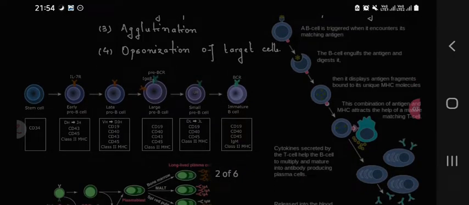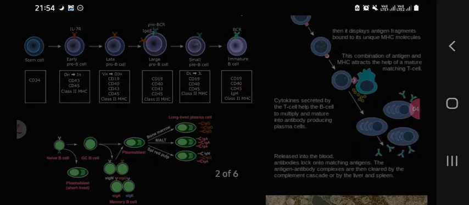A B cell is triggered when it encounters its matching antigen. The B cell engulfs the antigen and digests it. Then it displays the antigen fragments bound to its unique MHC molecules. The combination of antigen and MHC attracts the help of matching T cells. Cytokines secreted by the T cell help the B cell to multiply and mature into antibody producing plasma cells. Released into the blood, antibodies lock onto matching antigens. The antigen antibody complexes are then cleared by the complement cascade or by the liver and spleen.